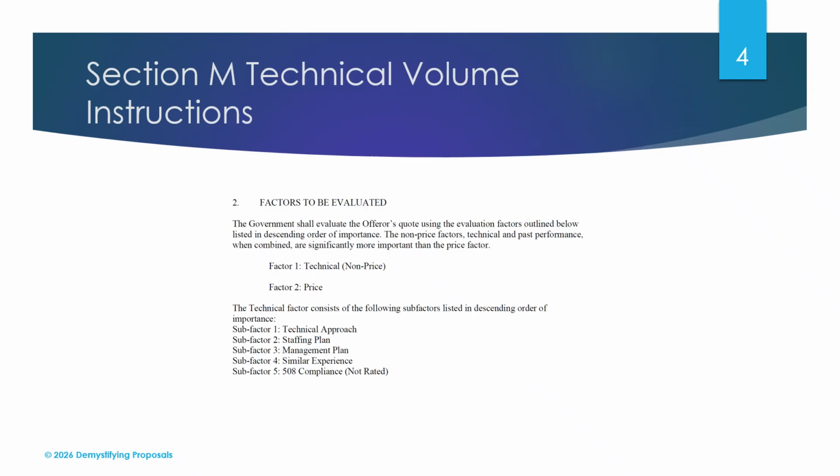In the same way, section M, technical volume instructions, have the same 5 subsections: technical approach, staffing plan, management plan, similar experience, and 508 compliance. As you can see, technical approach is subfactor 1, as we were discussing earlier. So that's the section that we're going to be talking about. And the section L instructions and the section M instructions call it the same thing, so that's convenient.